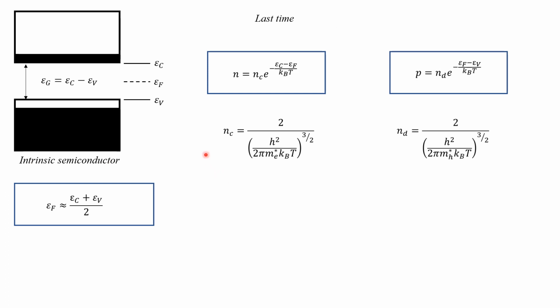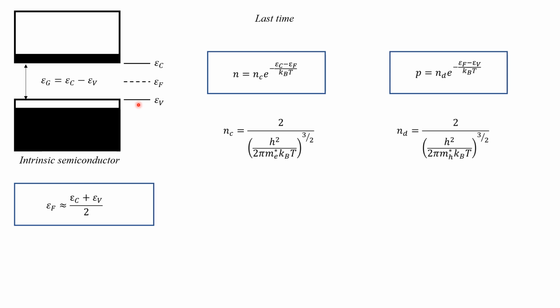So last time we used the expressions for the concentration of free electrons and concentration of holes to find the Fermi level in an intrinsic or pure semiconductor. We saw that because the concentration of free electrons must be equal to the concentration of holes, it follows that the Fermi level is in the middle of the band gap, like it's represented here.